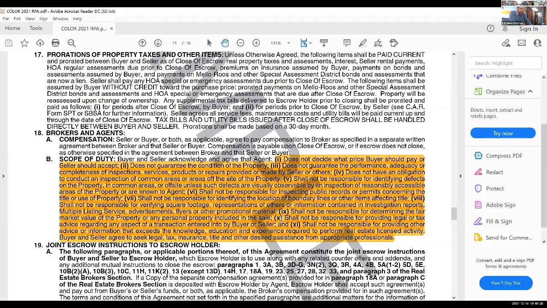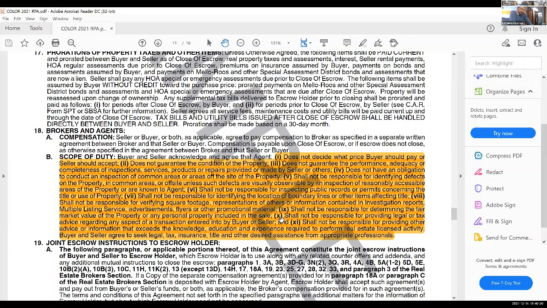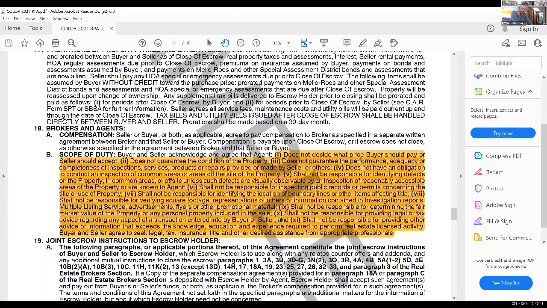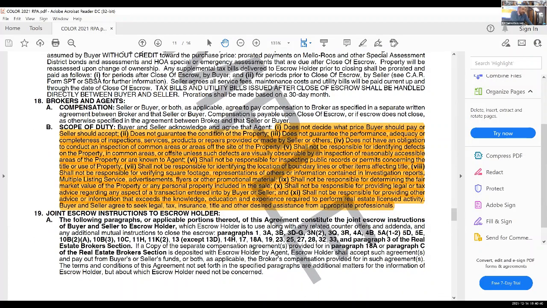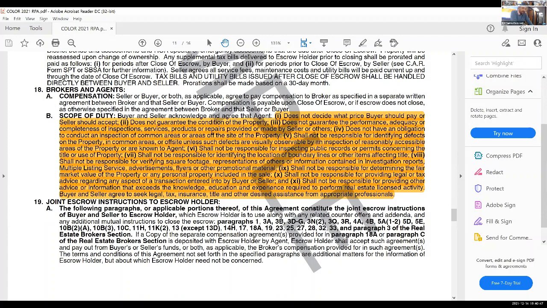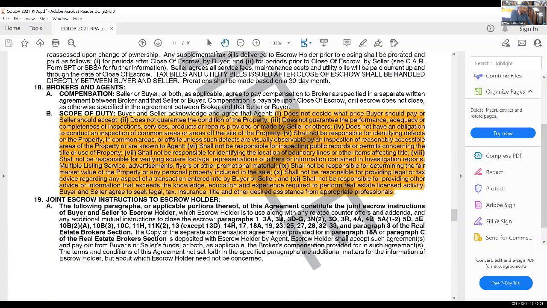All right. The agent shall not be responsible for providing legal or tax advice regarding any aspect of a transaction entered into by buyer or seller. And the agent shall not be responsible for providing other advice or information that exceeds the knowledge, education, and experience required to perform real estate license activity, which is not really little. Buyers and sellers agree to seek legal, tax, insurance, title, and other desired assistance from appropriate professionals.